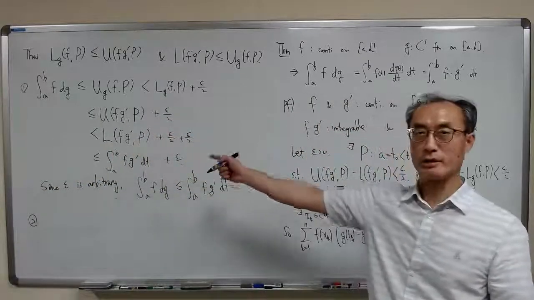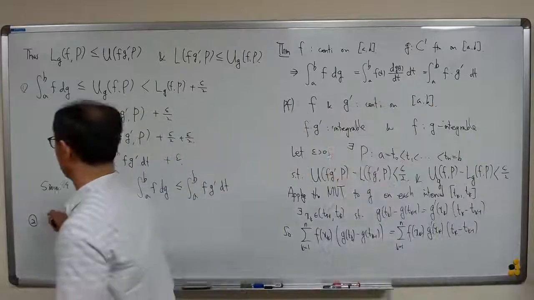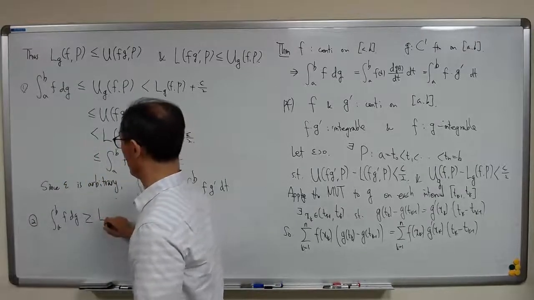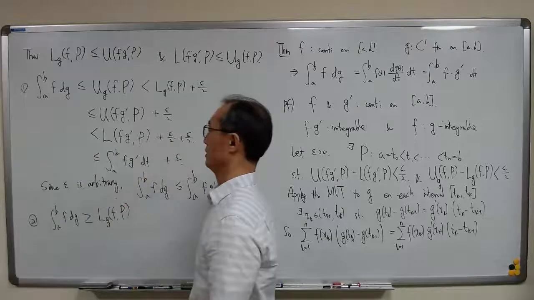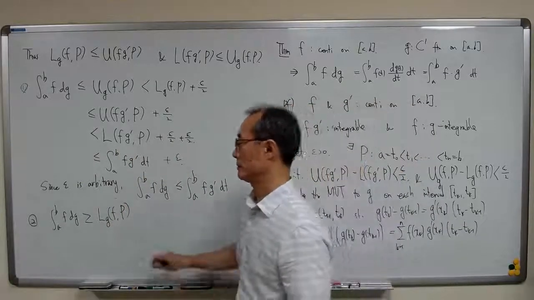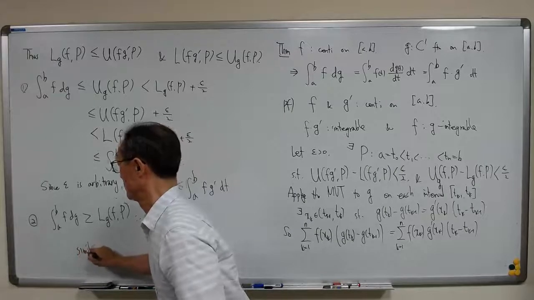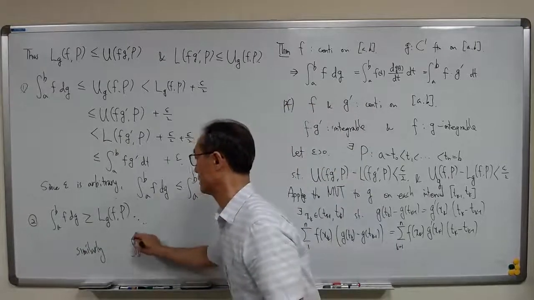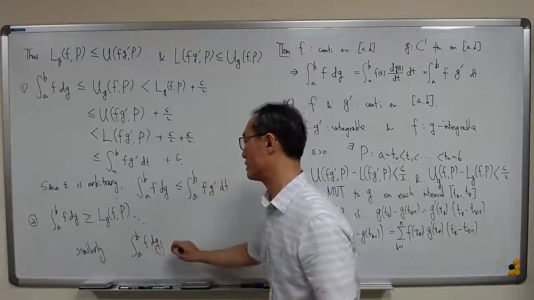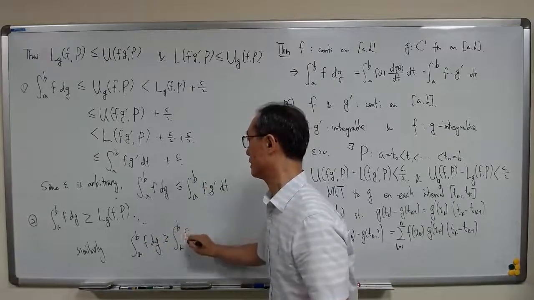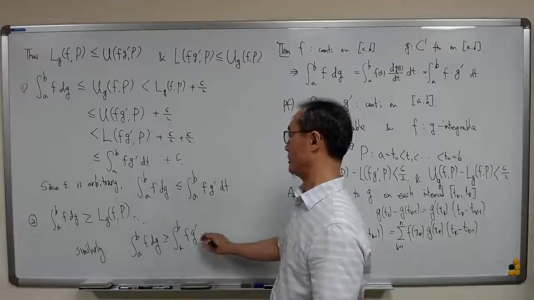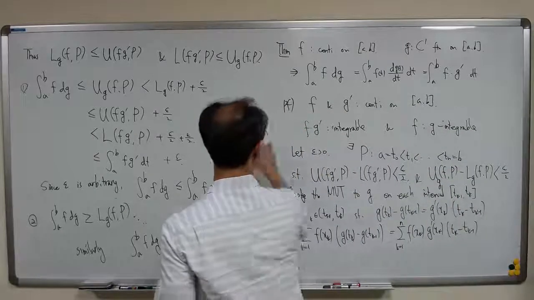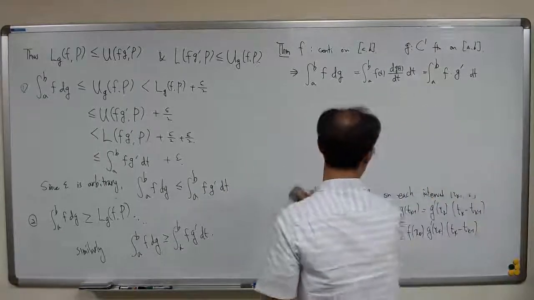And you can also prove the inequality in the other direction by a similar method. You start from the Stieltjes integral being greater than or equal to a particular lower sum. By a similar argument, you can prove the inequality in the other direction: the Stieltjes integral with respect to g is greater than or equal to the Riemann integral of the product of f and g prime. Okay.